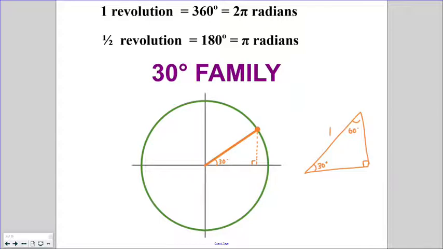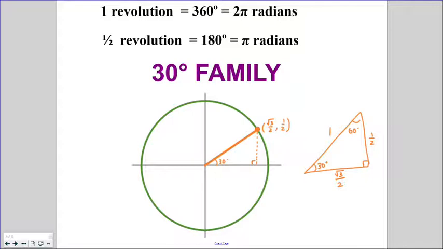Now I'm going to do the same thing we did with the 60-degree angle family. The short side then is 1/2. It's the hypotenuse divided by 2. The long side is going to be the short side times the square root of 3. So our ordered pair here is the square root of 3 over 2, 1/2. We just swapped the x and y values from the 60-degree angle family.